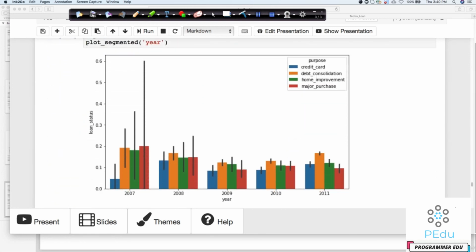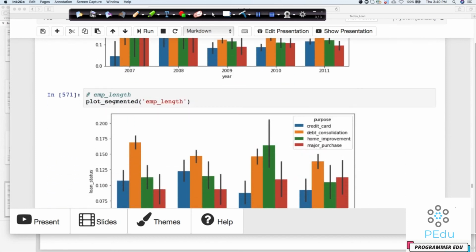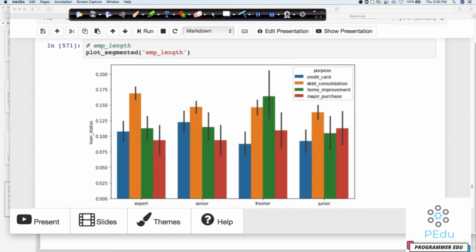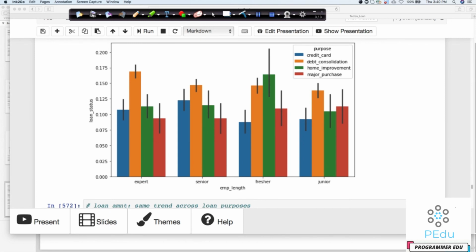Now let's draw it for year. We are getting something similar. We are drawing it for employee length. Now I leave it to you to infer on it, right? Because we have done so many inferences earlier. By looking at this graph, you can very easily infer.